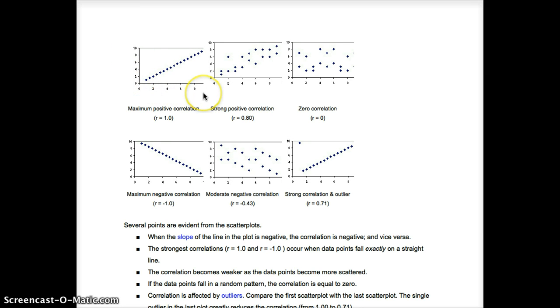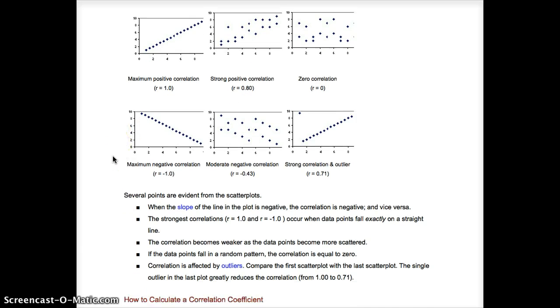The middle graph here shows a positive correlation that's not perfectly linear, but it is close to perfect, and it's got an R value of 0.80. So it's close to that 1.0 value, indicating that there is a strong positive correlation in the data, but you'll notice these data points do not all fall directly on a straight line. And then the graph on the far right shows a 0 correlation. And if you look at the data points here, there is no linear relationship that you can draw between the data points.